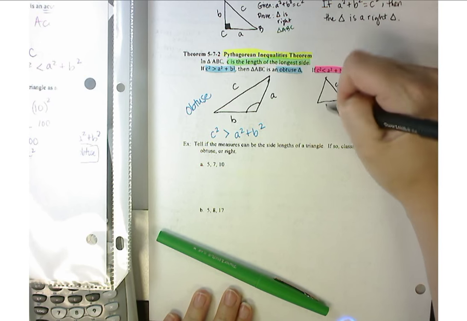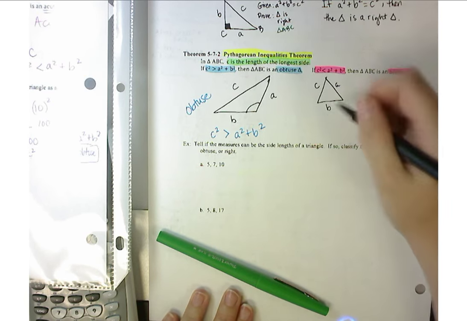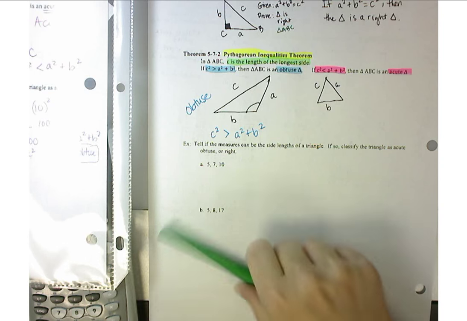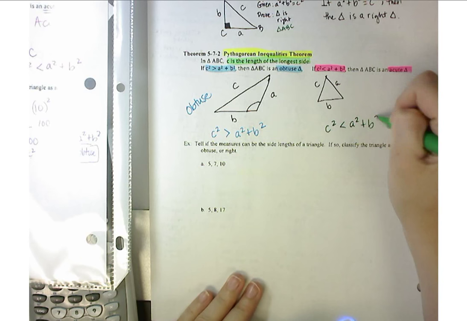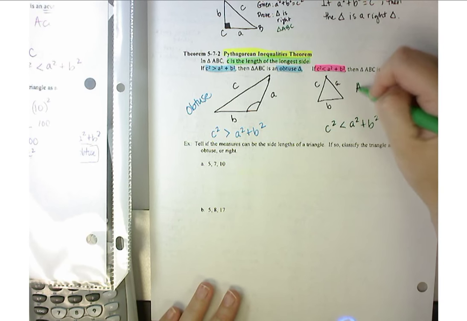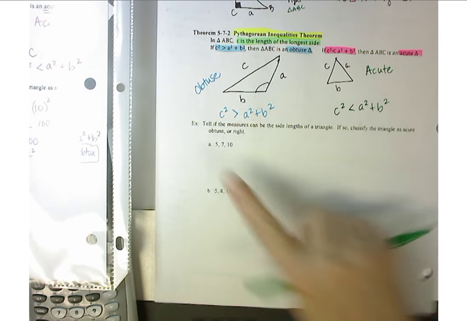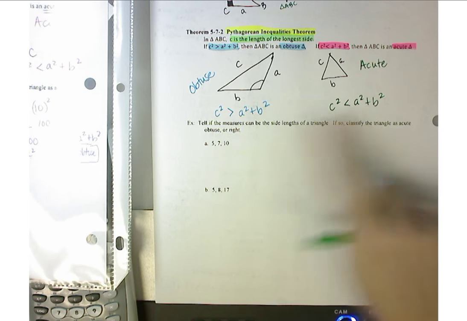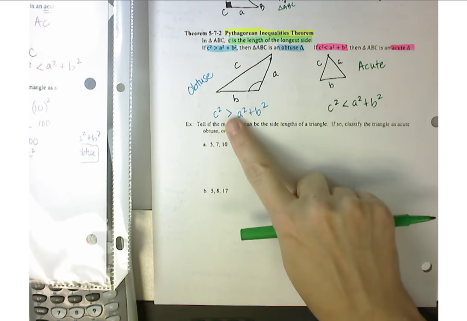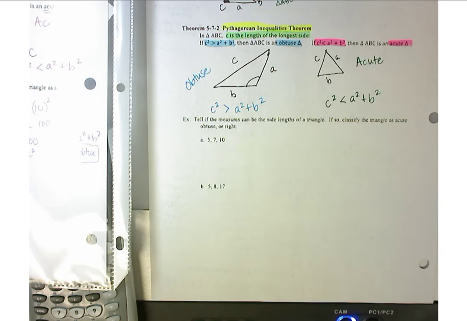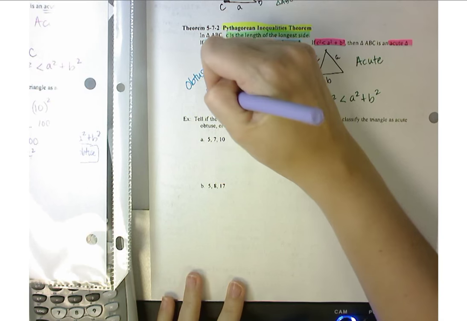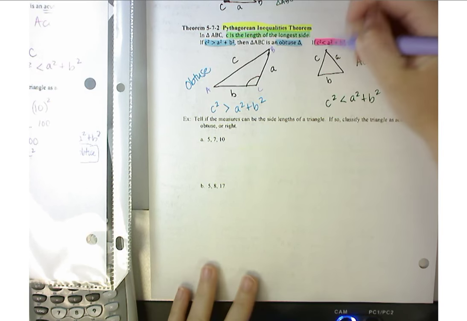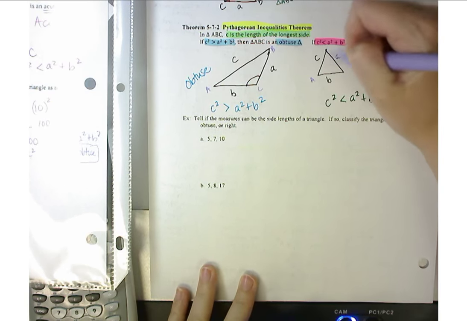This is A, B, C. And then if C squared is less than A squared plus B squared, then it is acute. So the way that I'll always write this is I'll always do the C squared first. So I know if it's greater than, it's obtuse, and less than, it's acute. And it said the names of these triangles were ABC. So this is your ABC.